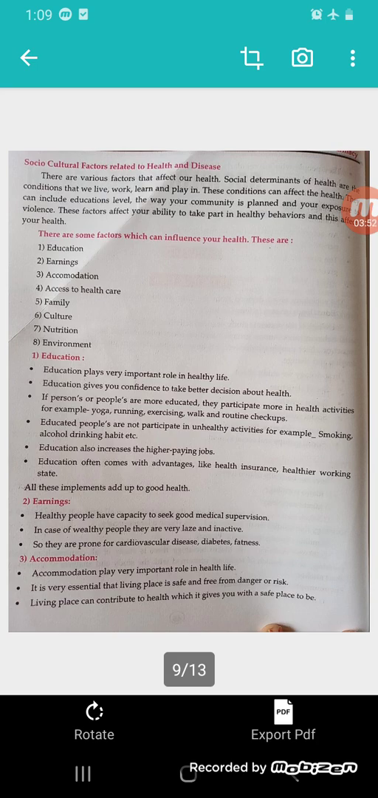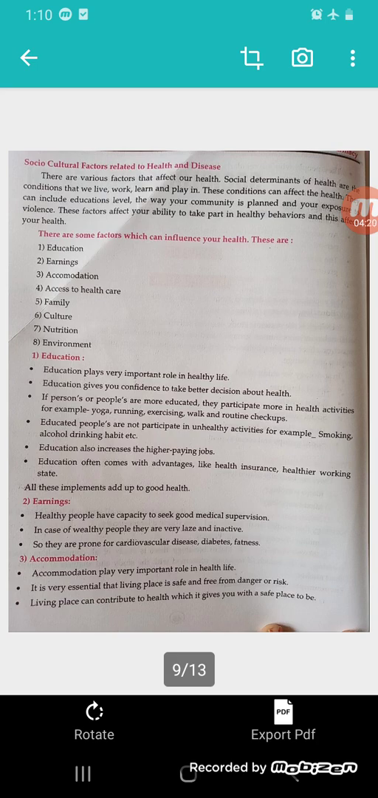Coming to earning. Healthy people will get good medical supervision, whereas wealthy people, that is who have more money, are very lazy and inactive. Because of this, they are getting cardiovascular disease, diabetes and fatness.